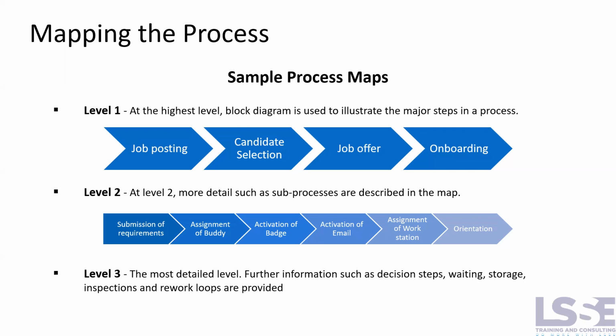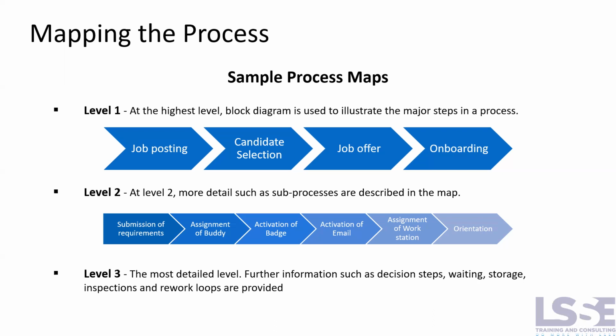More detailed than level 1 is level 2, where you have the sub processes. An example here would be a more detailed explanation of what happens during the onboarding. It could be the submission of the requirements, the assignment of a work buddy to help this new employee, and then the activation of the ID or badge, activation of the email, assignment of the workstation, and orientation. So it's a level 2, more detailed.